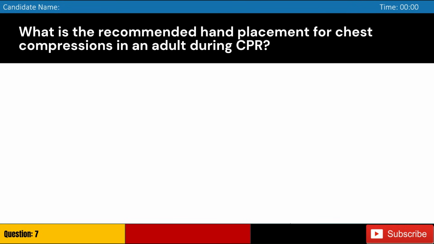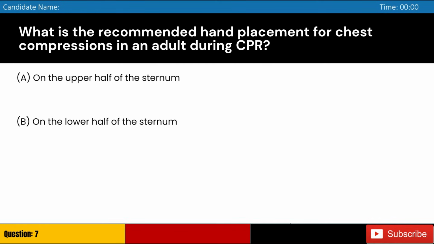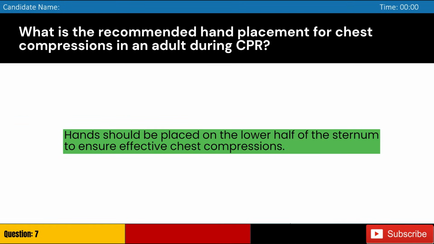What is the recommended hand placement for chest compressions in an adult during CPR? A. On the upper half of the sternum. B. On the lower half of the sternum. C. On the abdomen. D. On the left side of the chest. Answer: B. Hands should be placed on the lower half of the sternum to ensure effective chest compressions.